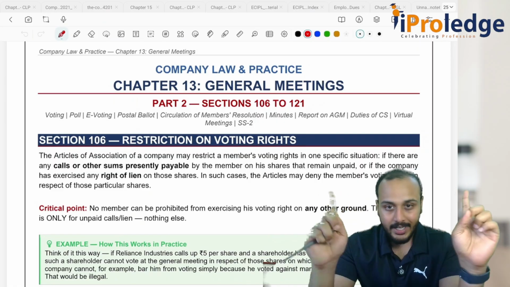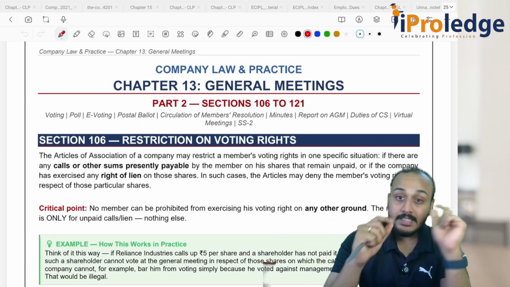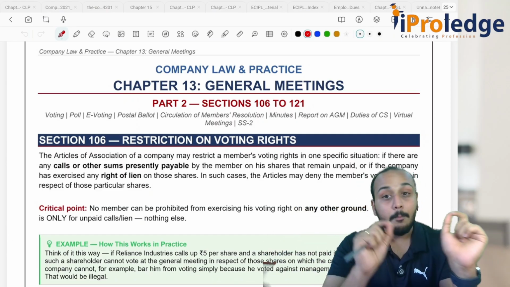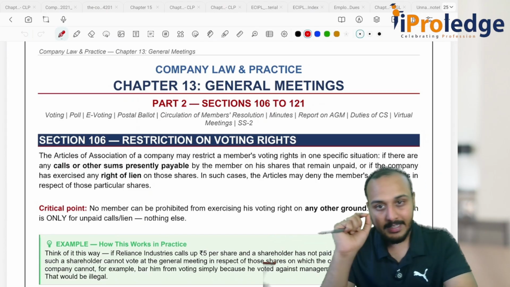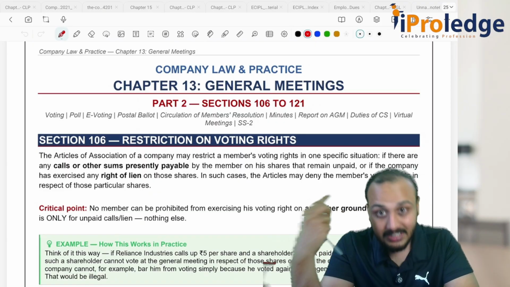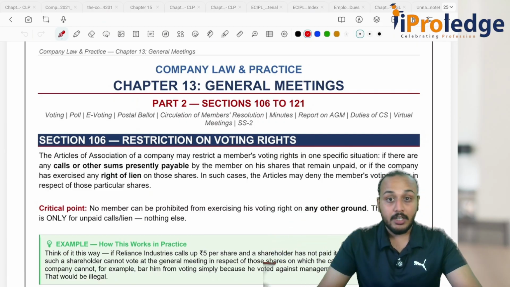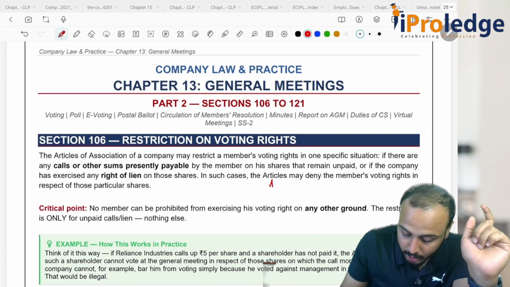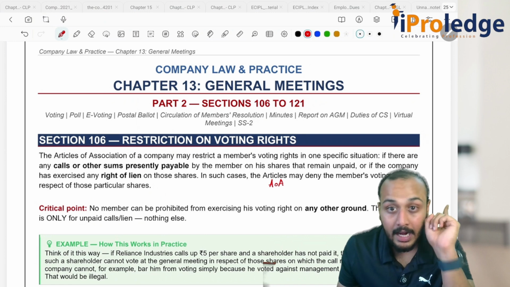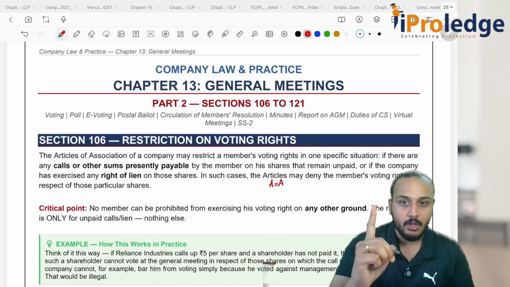So what do you need to understand quickly? First, there is a restriction on voting rights. One specific situation is when the sums payable by the member have not been paid; then the company has the right to put restrictions on his voting rights. The second scenario is when the company has exercised its right of lien. In such cases, to impose restrictions on voting rights, the Articles of Association should allow it. Remember, this can be a tricky question in your examination.